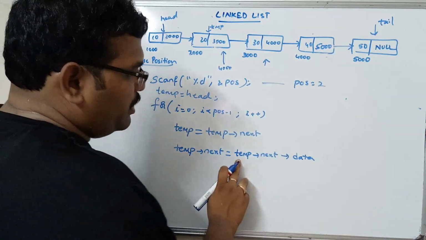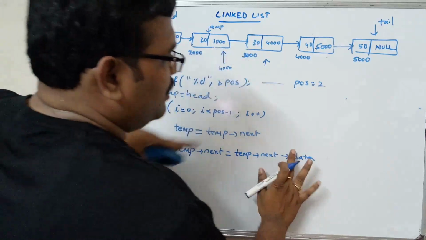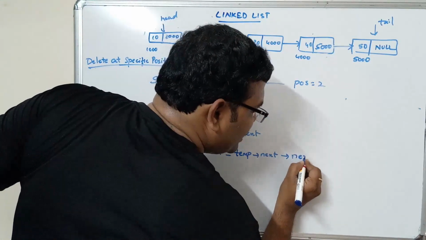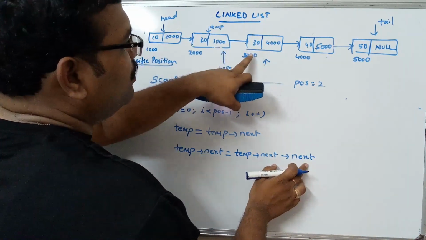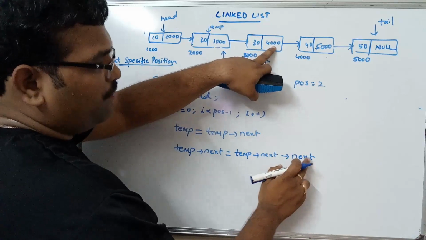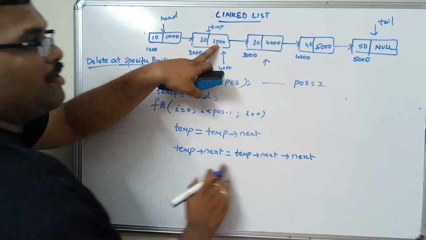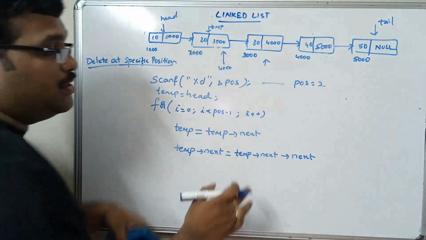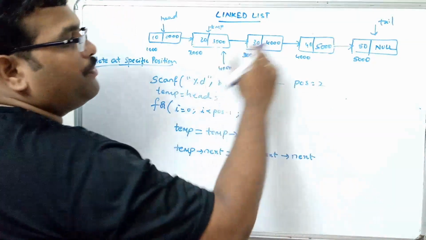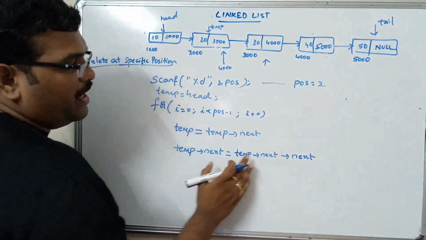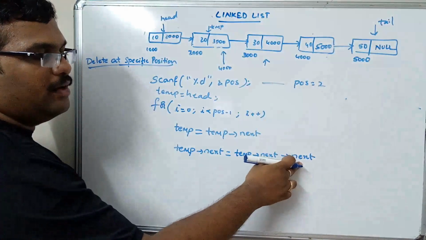Oh, sorry. Temp of next means 3000, and 3000 of data means 30. Here instead of data we are placing next. So temp of next, 3000 of next. In the 3000 what is the address? 4000. So 4000 will be placed here, temp of next. Okay, don't get confused, we are just linking, right? We are traveling forward. If you want to place 5000, you can simply write temp of next of next of next.